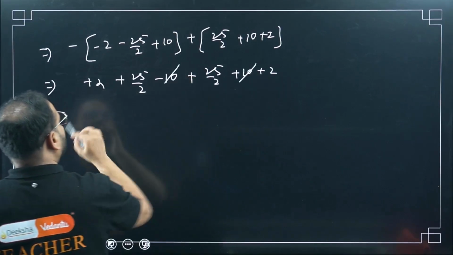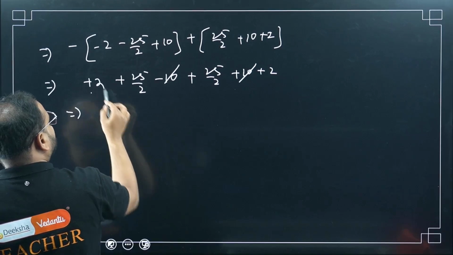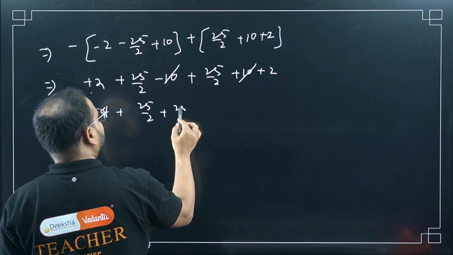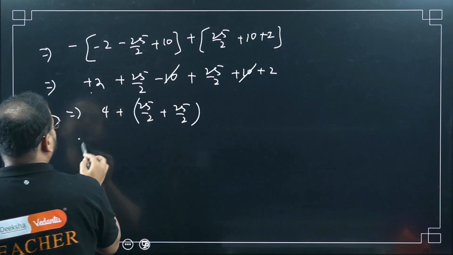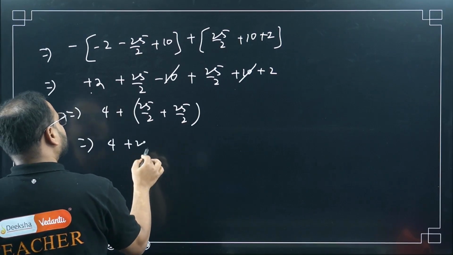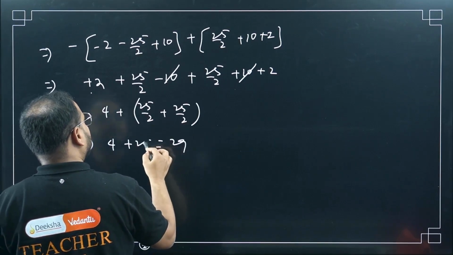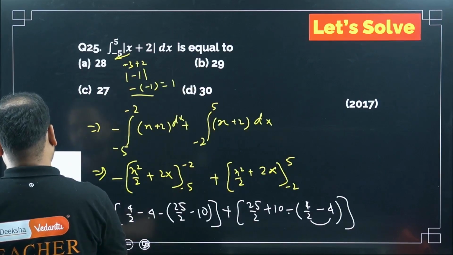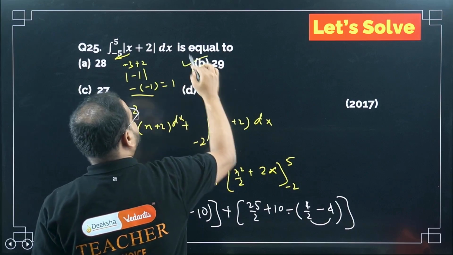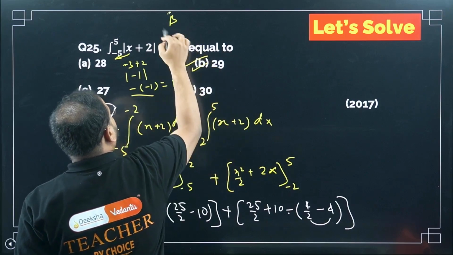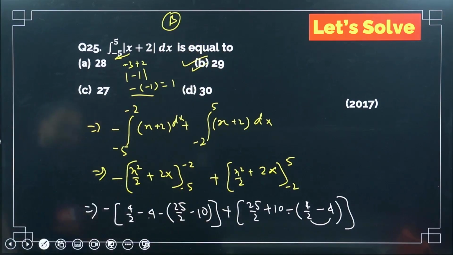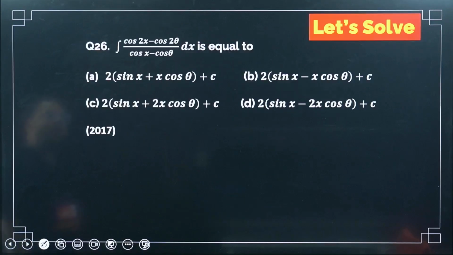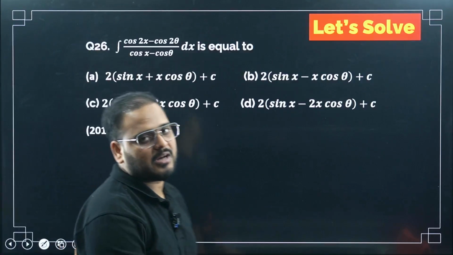10 and 10 go out. What do I have now? I have 2 plus 2, so 4. What is this? 25 by 2 plus 25 by 2. How much is that? Simply 25. So 4 plus 25 is how much? Sir, 29. 29. Option number B. Have a look. Visible? I hope you understood. Okay, and we got the same answer as well.